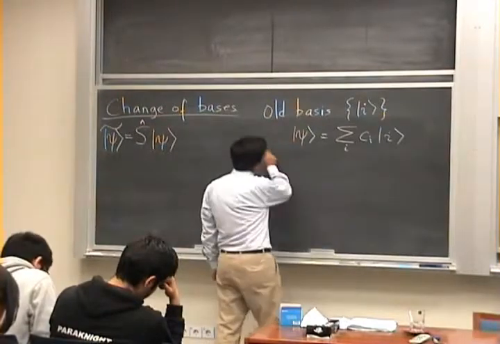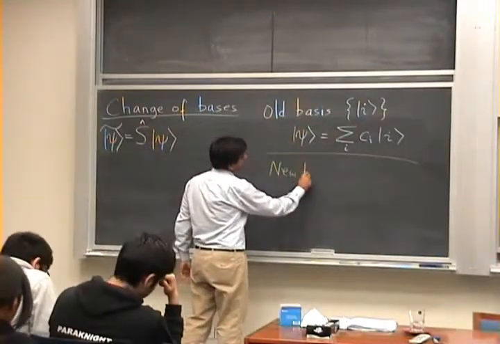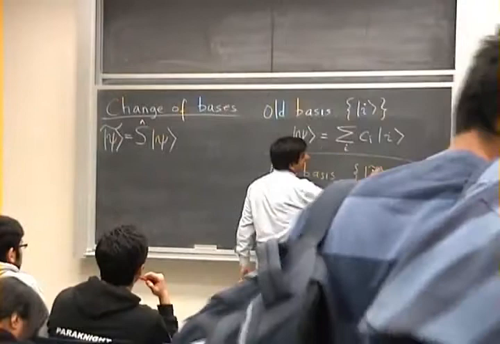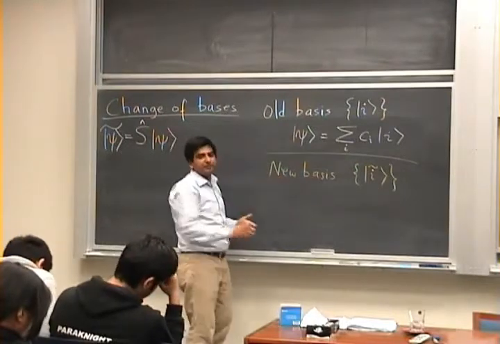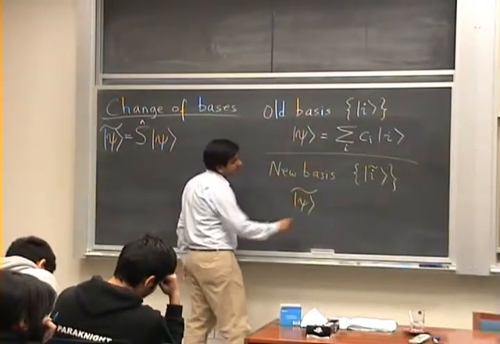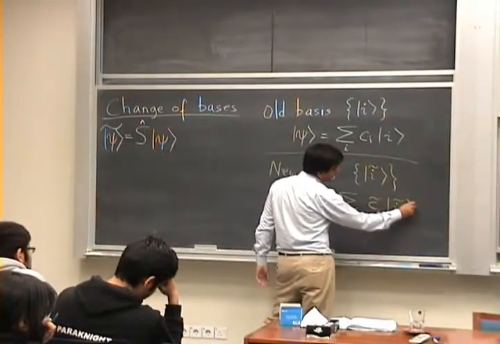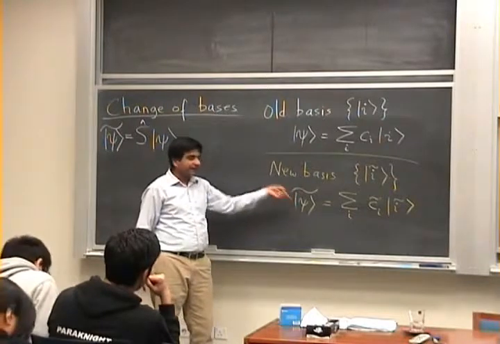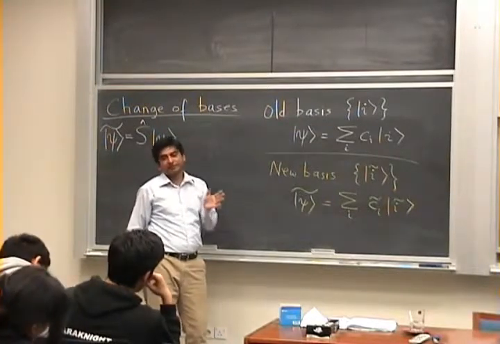But there is no harm in choosing a new basis. There is nothing special with this basis. You can choose a new basis represented as i tilde, and the same physical state, which physically corresponds to the same object, can be represented in this new basis by c i tilde ket i tilde for all the i's. So ket psi and ket psi with a tilde over it are the same physical state. There is no physical distinction between these states. It's only that they will be represented differently.